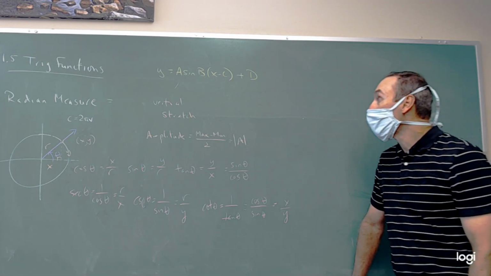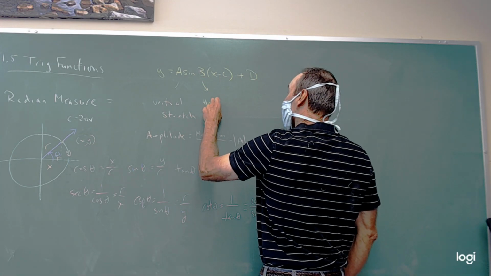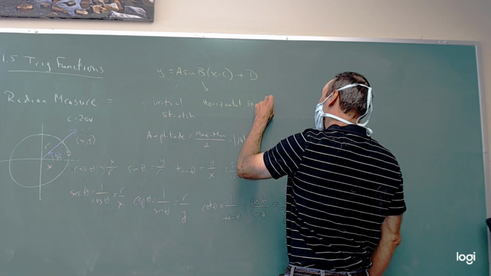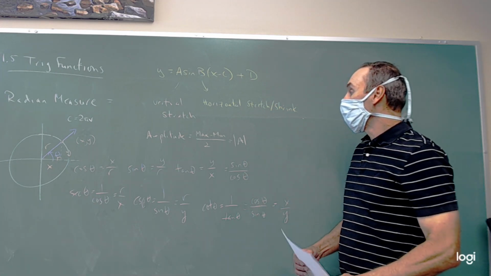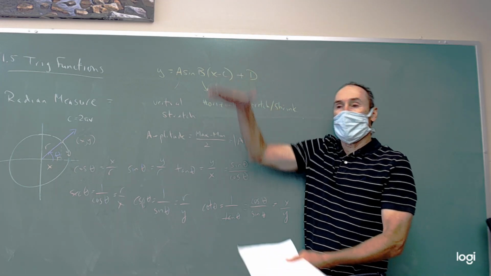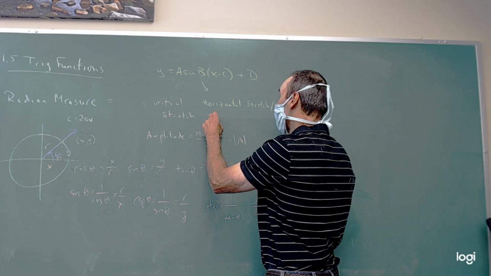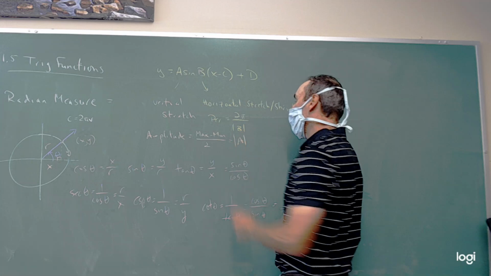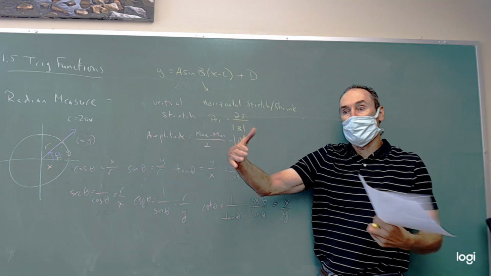The B is going to be the horizontal stretch or shrink. And remember, this goes kind of counterintuitive. So we know that with the A, a number bigger than 1 stretches it, and a number smaller than 1 shrinks it. But with B, because the normal period for a sine or cosine is 2 pi, we divide that by the B to get the period, a new period after our stretch or shrink.